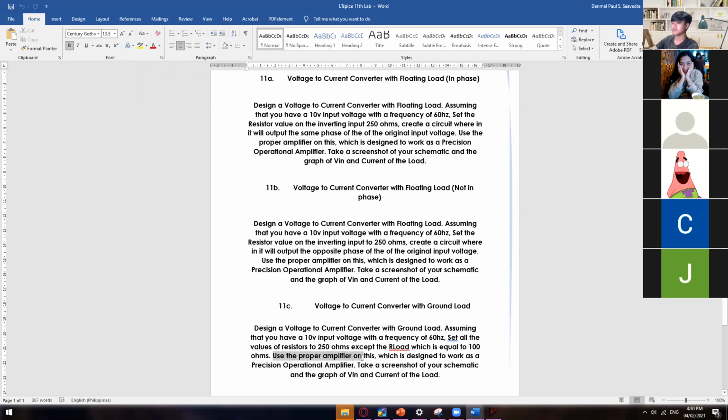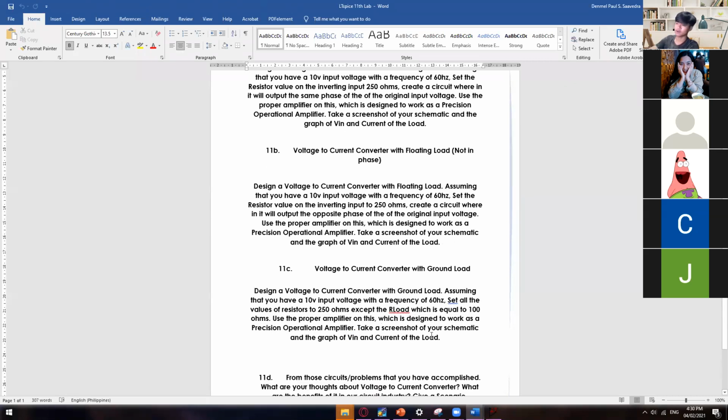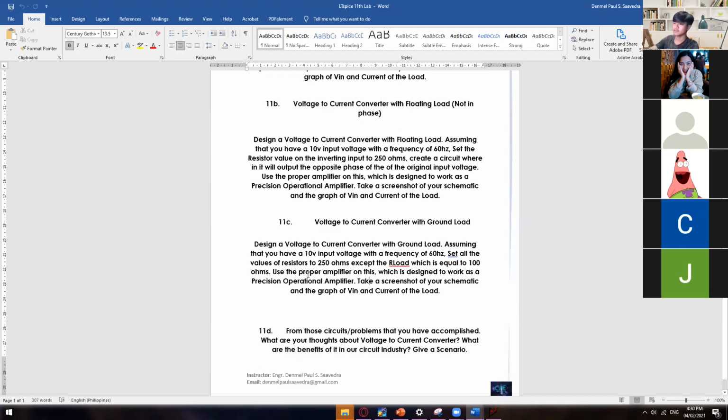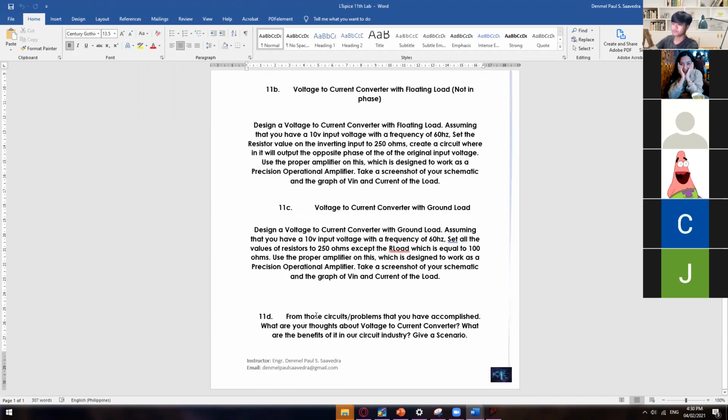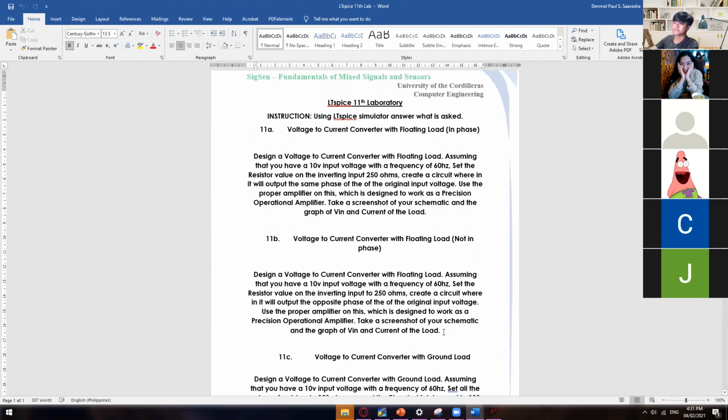So again, we use the proper amplifier on this, which is designed to work as a precision operational amplifier, and then take a screenshot of the schematic and the graph of the Vin and current of the load. So only one question for the ground load. And once you're done with those three, quite similar to your laboratory number 10, from those three kinds of problems that you have accomplished, what are your thoughts about voltage to current converting? What are the benefits of it in our circuit industry? And then give a scenario. So that's it for laboratory number 11.